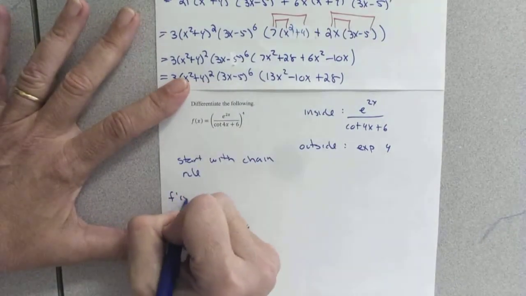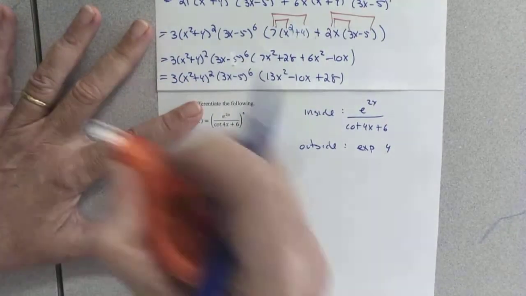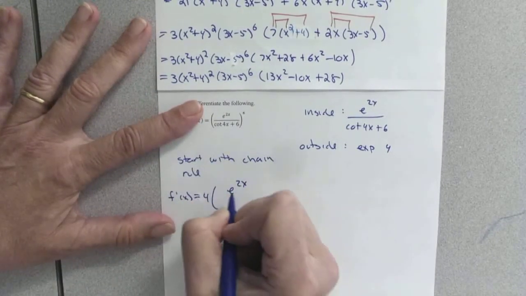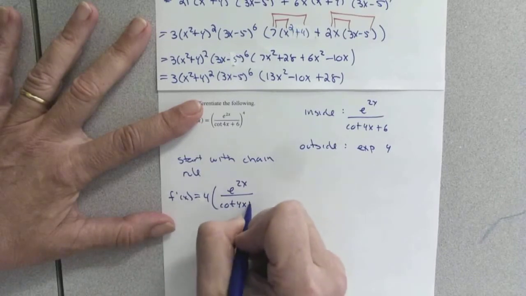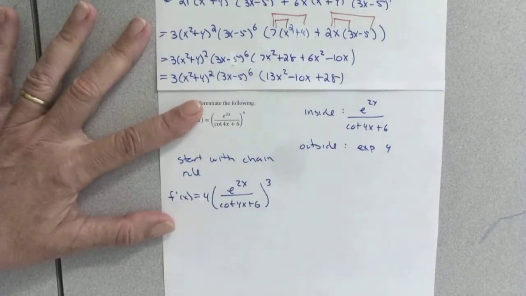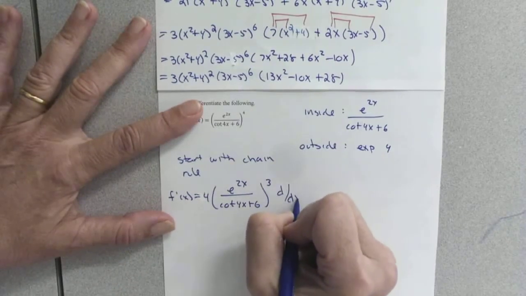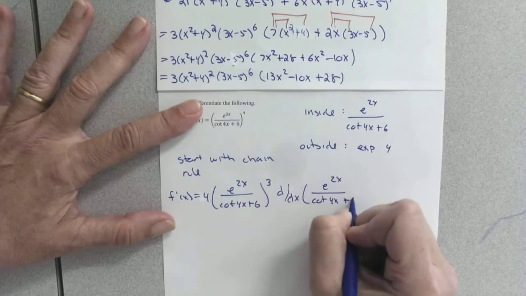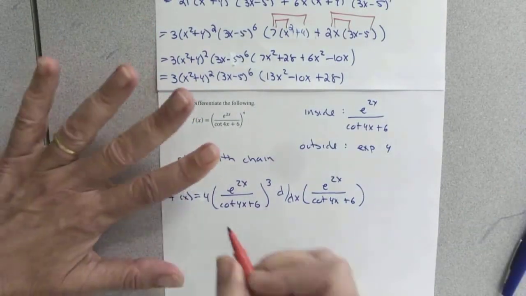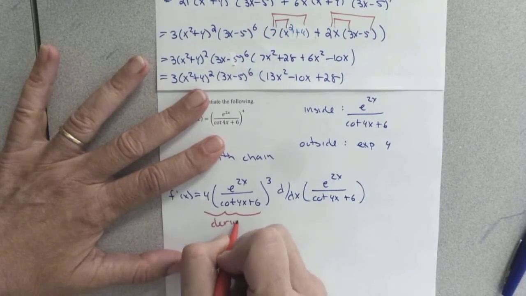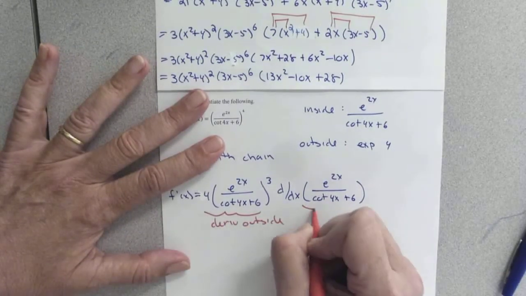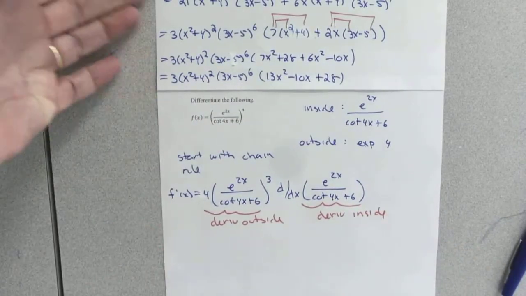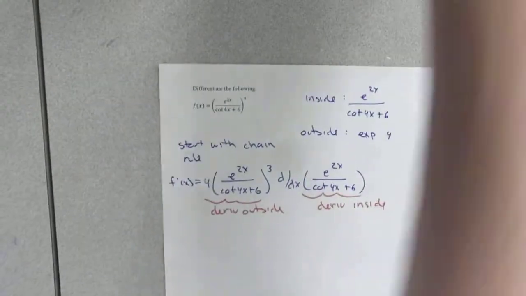So starting with the chain rule, multiply by that exponent, leave the inside completely alone, decrease the exponent by 1, then times the derivative of the inside. Derivative outside, derivative inside. And now we just keep working away at it.